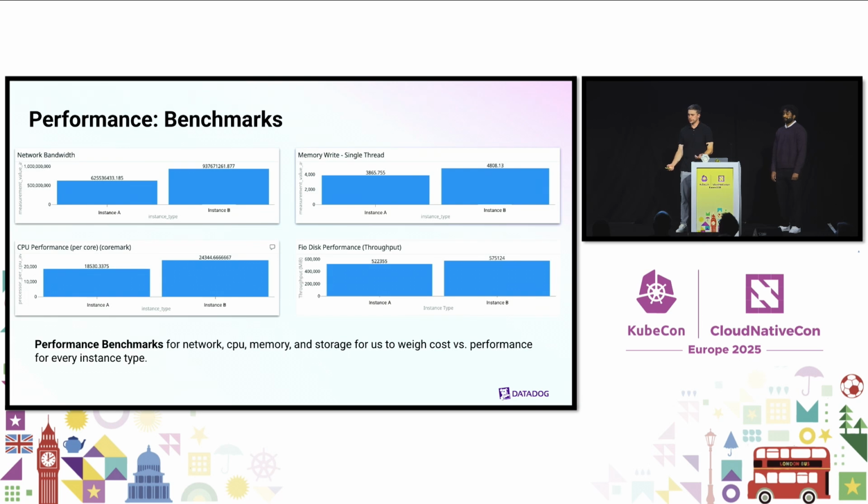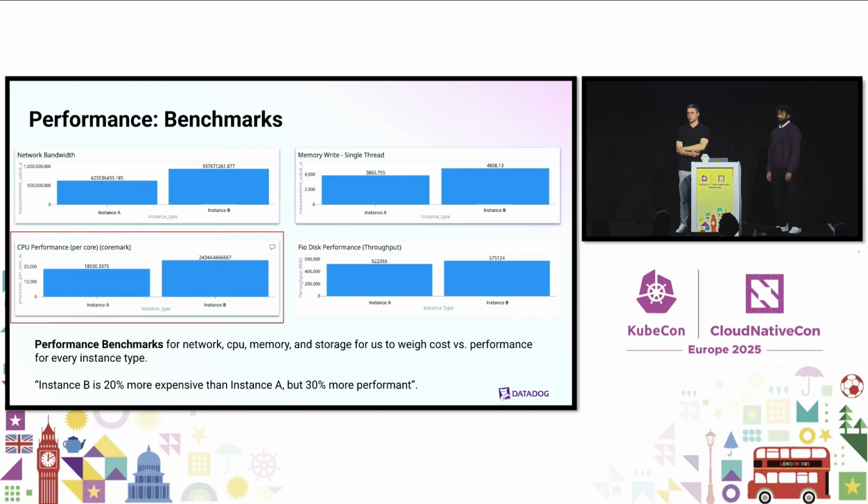Beyond bin packing, as I mentioned, we also care about performance. So to get a more granular look at the performance of each instance type, we run performance benchmarks for network performance, CPU, memory, and storage. And this allows us to weigh cost versus performance for every instance type. So for example, before we make a migration from instance type A to instance type B, we could take a look at these benchmarks and make sure that they match up and we won't introduce any performance degradations.